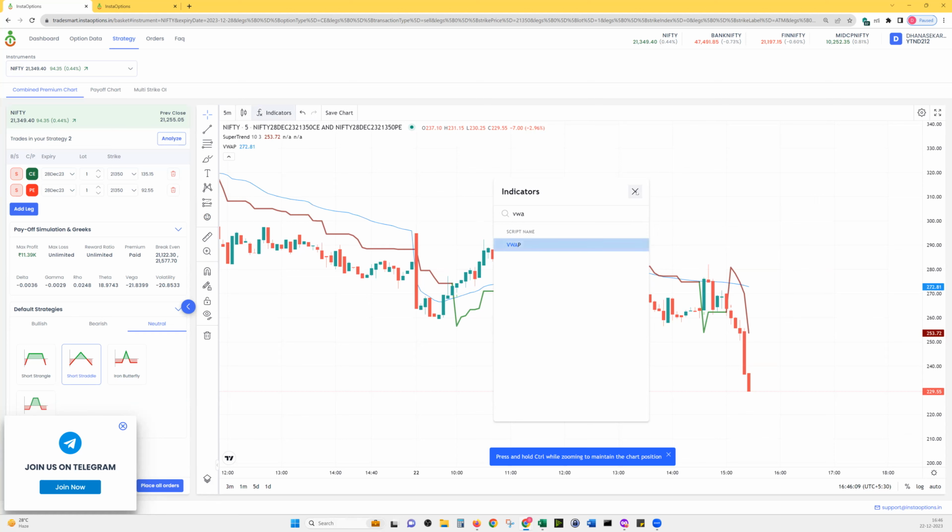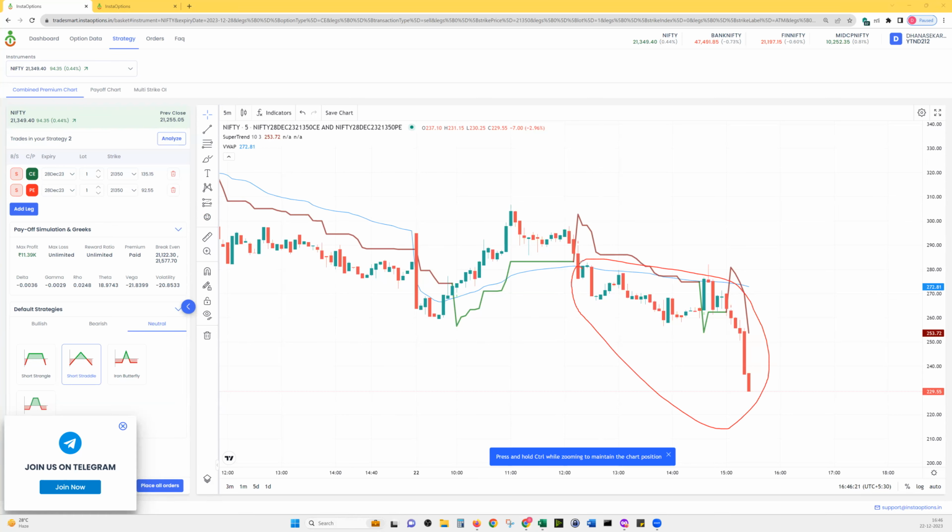VWAP is nothing but volume weighted average price. And see, whenever it is below the VWAP level, who's making money, buyers or sellers? Whenever it is above the VWAP level, who is making money? Above the VWAP, buyers are making money. Below the VWAP, sellers are making money.